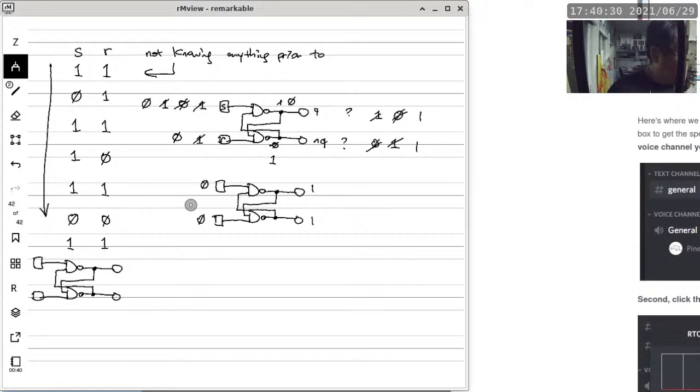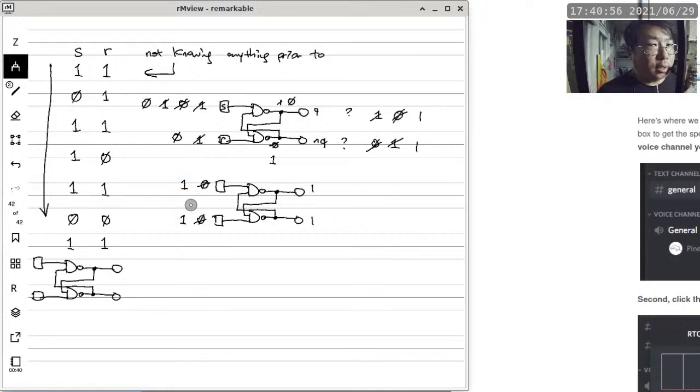So basically, the last analysis is going to be having Q being 0 and having NQ being 1. And going from here to here doesn't change the output. But changing from here to here is the interesting part. So now we change both inputs from 0 to 1s simultaneously.